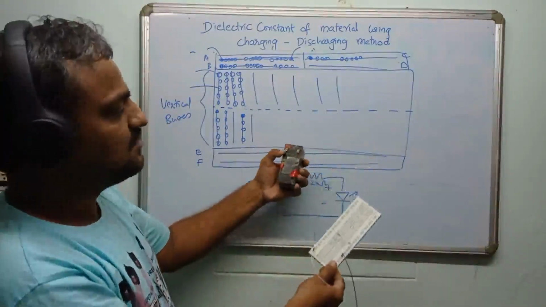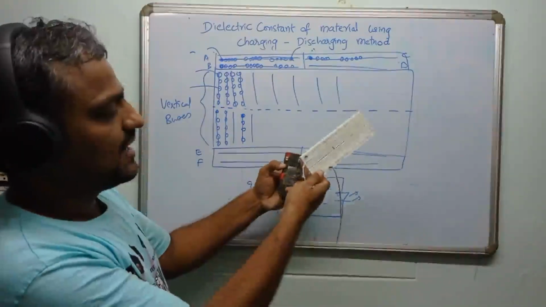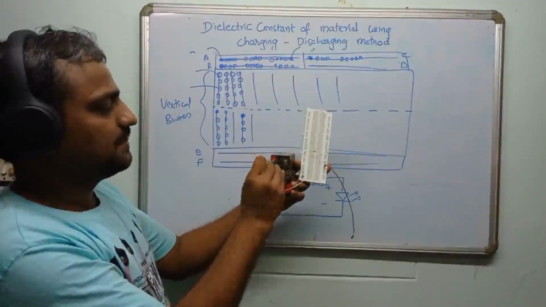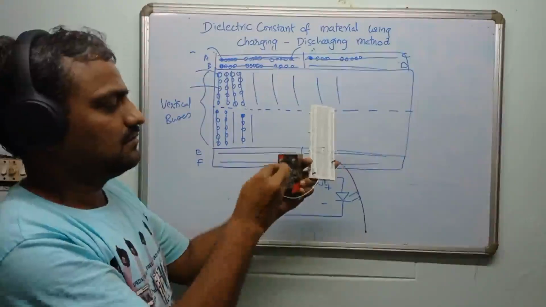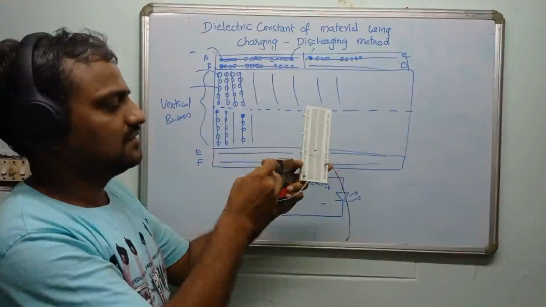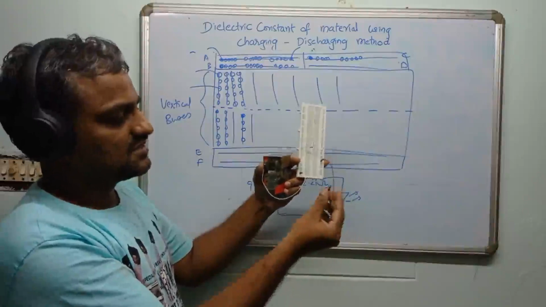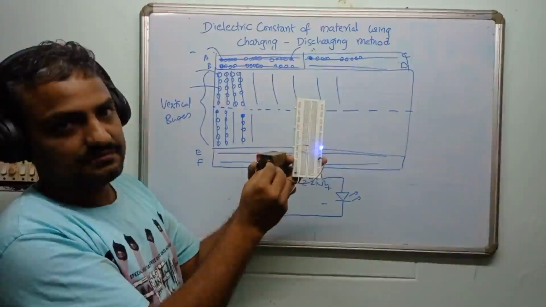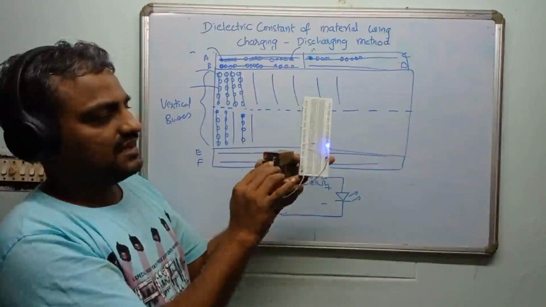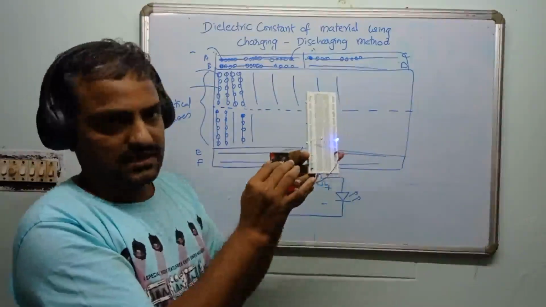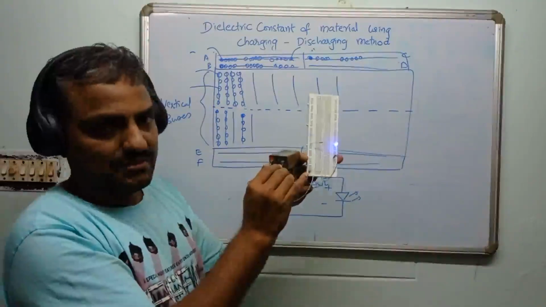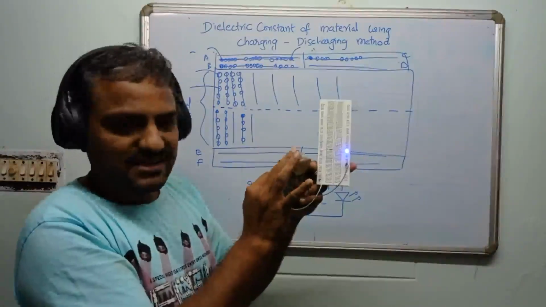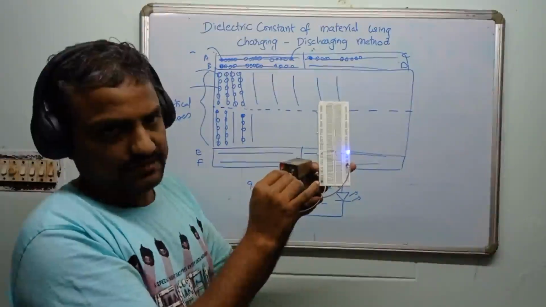You can clearly see the battery is having red positive, black negative. So I'll try to join this to here. Poor contacts, please bear with me. And coming to the other one, this is my negative. See, it's a blue LED, it's glowing, right? So just like that, you can connect any circuit. As I'm shooting here, I'm using the battery. Instead of this, I can even use the regulated power supply. So in this way, you can make any electrical circuit.